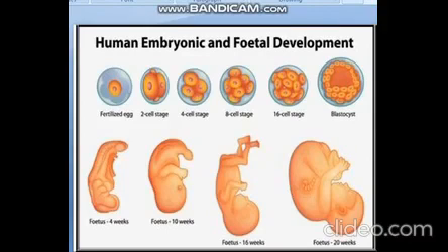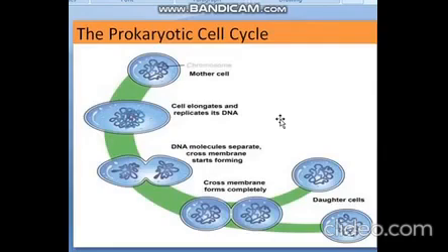So in the next slide here, you see the prokaryotic cell cycle is very simple. This is a process called binary fission. Just one cell, the mother cell, is divided into two daughter cells. But two things are necessary for their cell cycle or cell division.